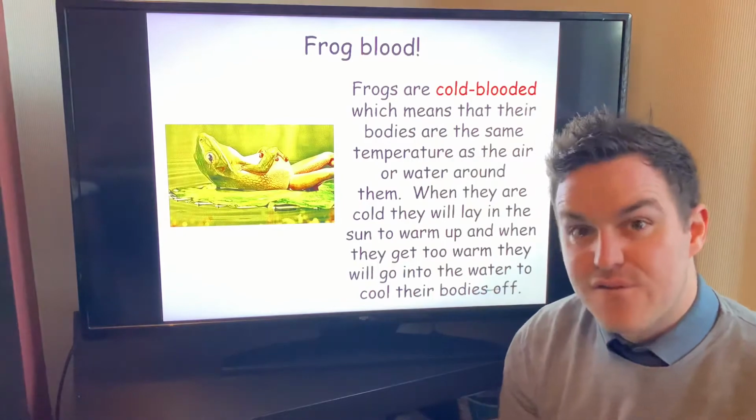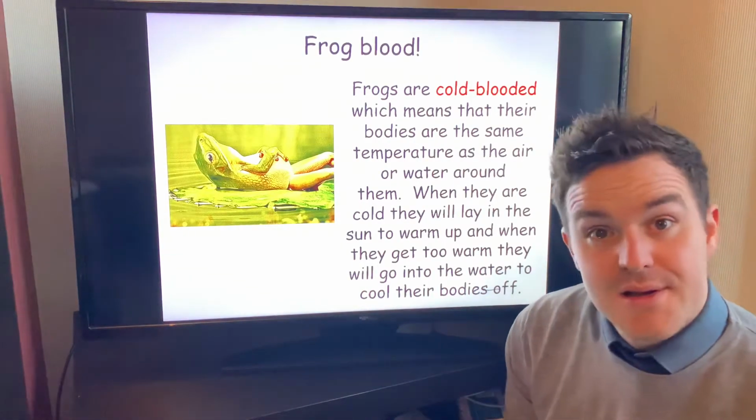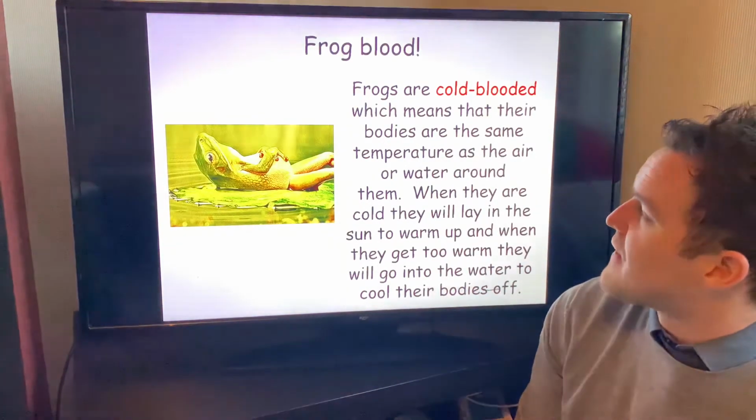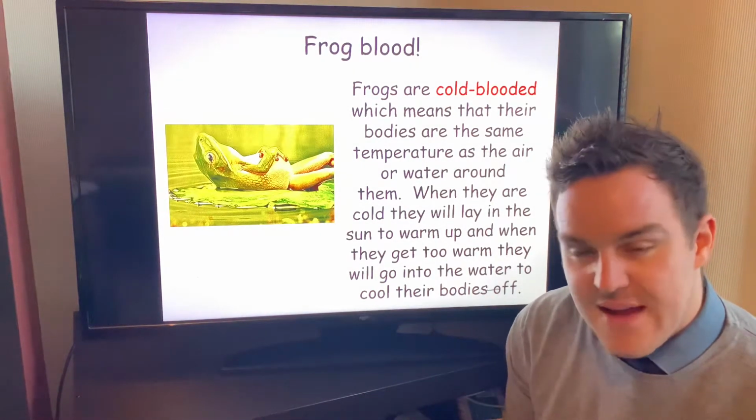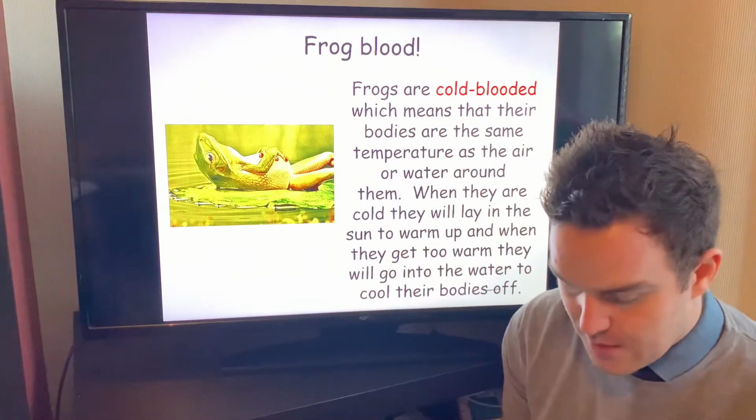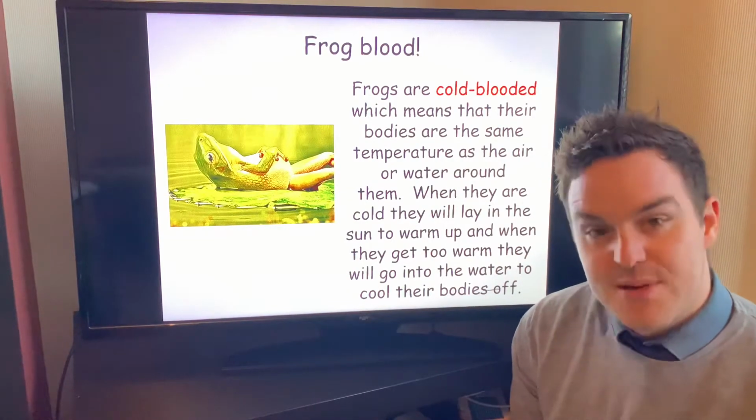I'll read you one more. Frog blood. Frogs are cold-blooded, like reptiles, which means that their bodies are the same temperature as the air or water around them. When they are cold, they will lie in the sun to warm up, and when they get too warm, they will jump into the water to cool off.